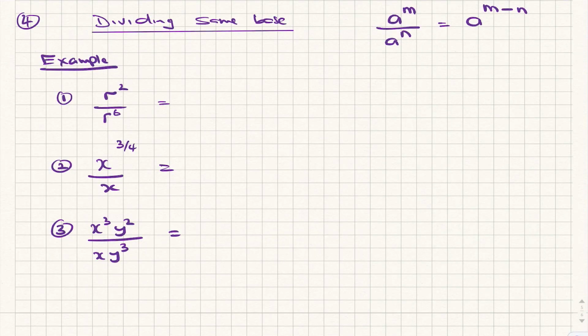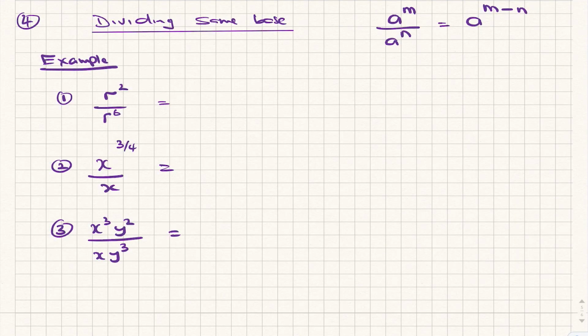Law number 4, dividing same base. Well, the law for that one is a to the power of m divided by a to the power of n will be equal to a to the power of m minus n. So here are some examples, 1, 2, 3. See if you can do them. Pause it and do them. And once you've done it, go back to the video and check the solutions.